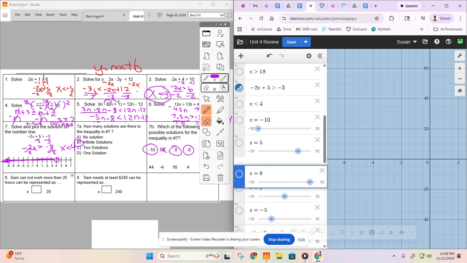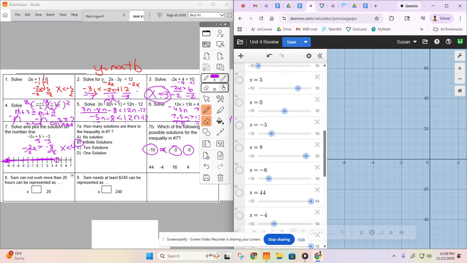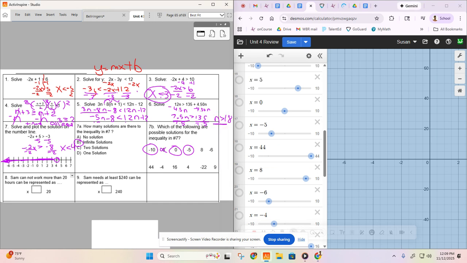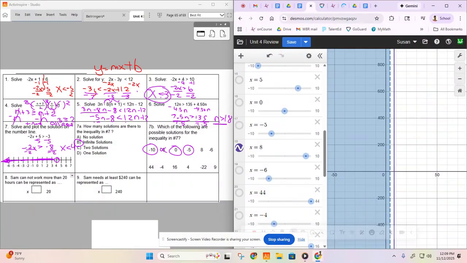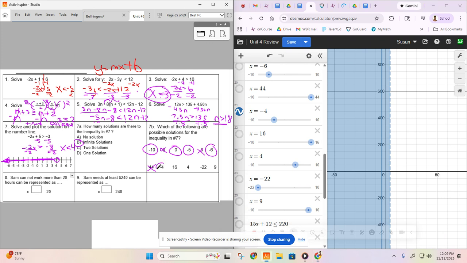X equals, I think I moved this around. I don't know where 44 went. Let me move that 44 right there. Oh wait, I know what happened. X equals 8. That is not in the shaded area. X equals negative 6 is in the shaded area. X equals 44, definitely not in the shaded area. X equals negative 4 is in my shaded area. X equals 16 is not in the shaded area.